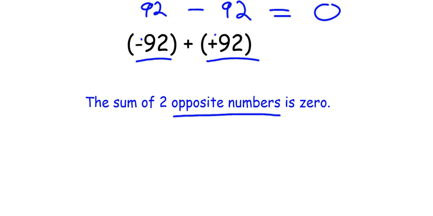And so we can simply learn to identify opposites. By looking at 2 opposites, we would say, oh, those are going to cancel each other out. Let's just go with rule number 3.